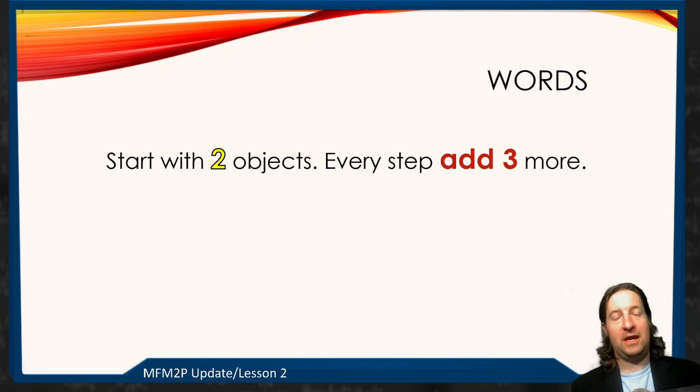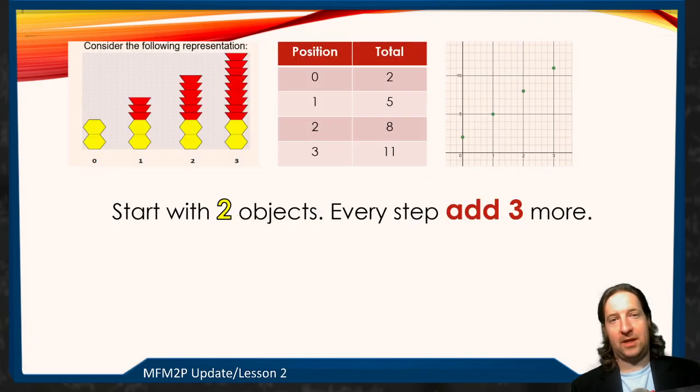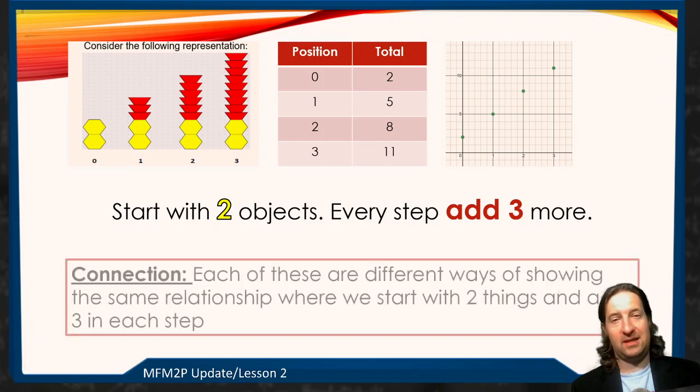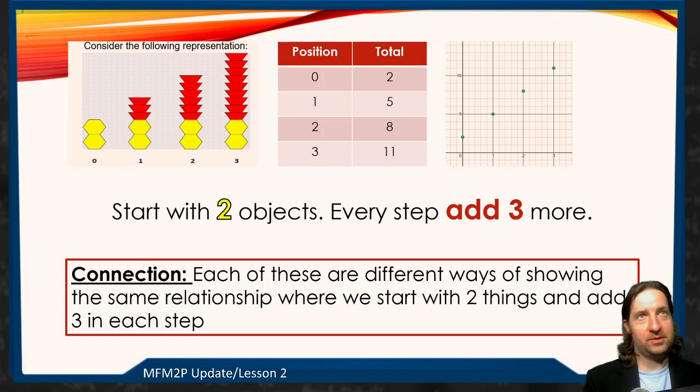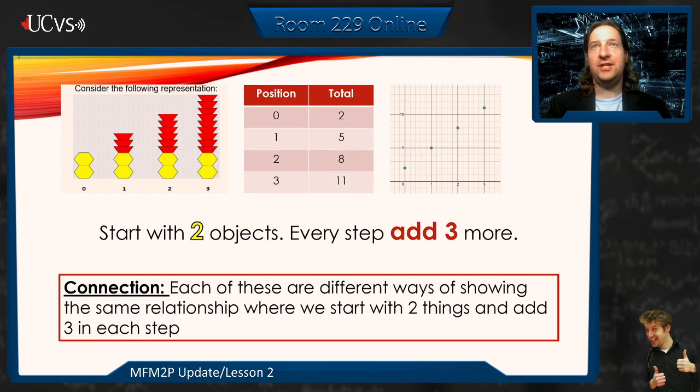All right. So we have those 4 different ways. So we have our 4 different representations for the exact same relationship here. And we can connect them all by saying that each of these are a different way of showing the same relationship. Sorry, 1 second. Each of these are different ways of showing the same relationship, where we start with 2 things, and then in each step we're adding 3. So that's the connection between all those 4 different representations.